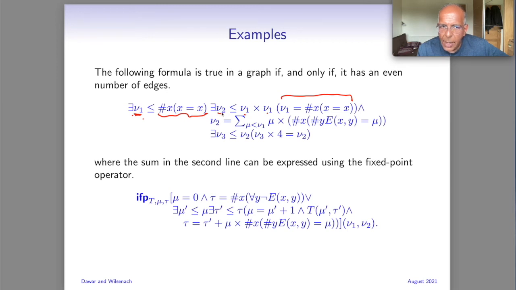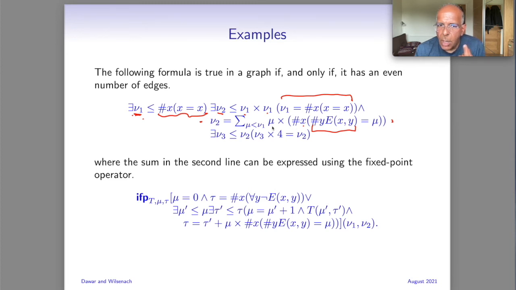Okay. And what is nu2? Here's my defining expression for nu2. I really want nu2 to be twice the number of edges. And I do this by basically summing. I want to sum over all vertices of the degree of the vertex. So look at this. For each x, this is the number of vertices which are neighbors of x, right? The number of y such that exy. That's the number of neighbors of x.